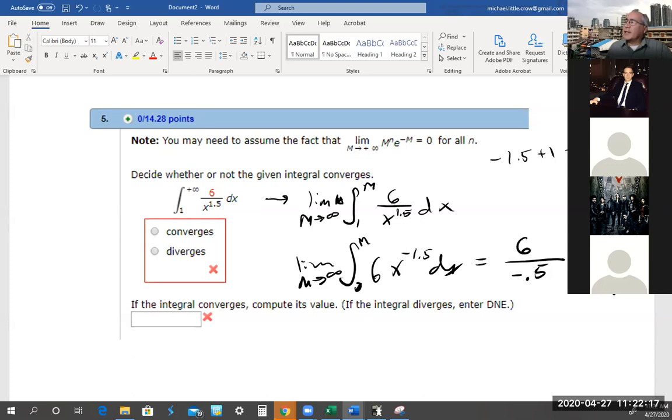So this is like a negative exponent, right? Since the exponent is negative, this will converge because as x gets really big, it's still in the denominator. But what we're going to do is plug these in. So we plug in m as the upper bound. So we get 6 divided by 1/2 is 12. Is that right? Actually, negative 12.